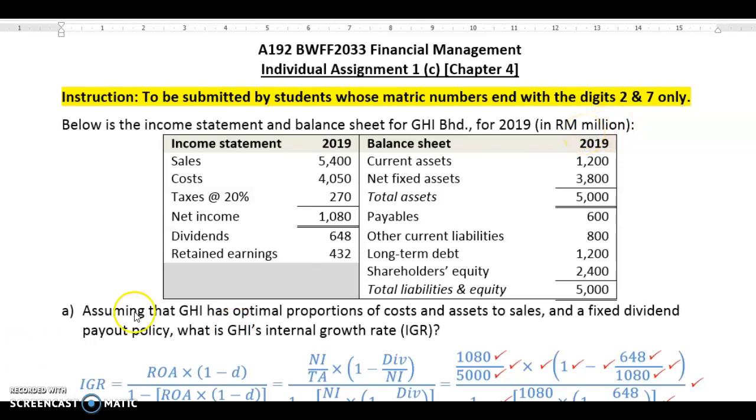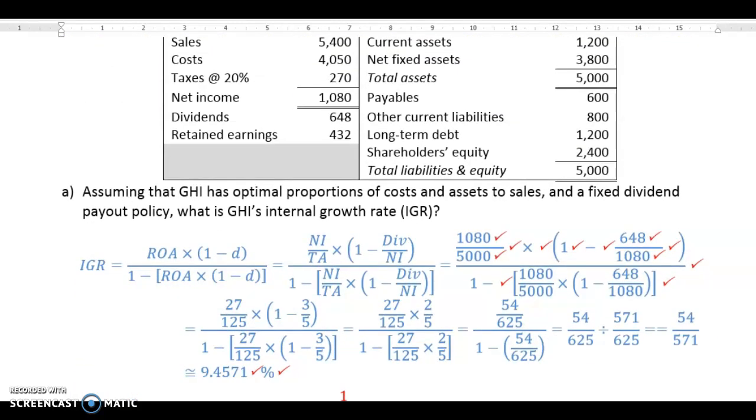Alright, the first question is, assuming that GHI has optimal proportions of costs and assets to sales and a fixed dividend payout policy, what is GHI's internal growth rate? So IGR. For this you need to use the formula, which is given here. IGR is equal to ROA multiplied by 1 minus D, where D is the dividend payout ratio, divided by 1 minus ROA multiplied by 1 minus D.